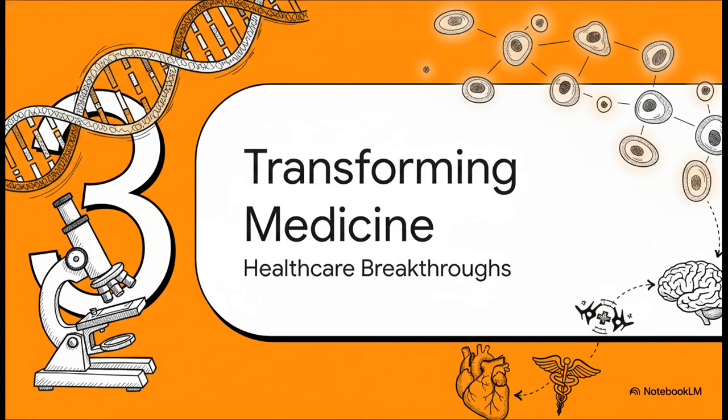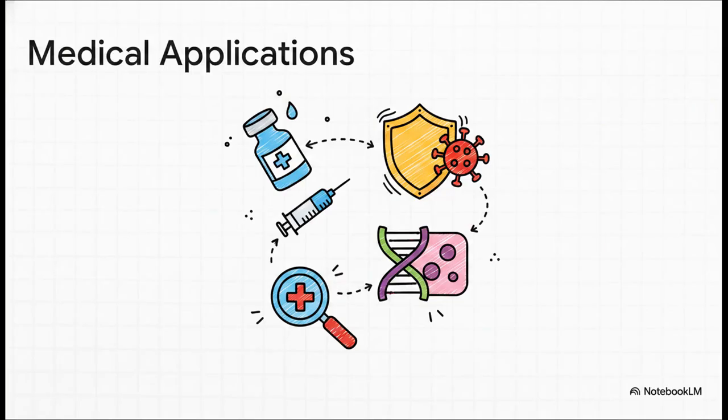That brings us to section 3, transforming modern medicine. Let's look at the healthcare breakthroughs. When you look at the real-world applications of rDNA, the medical breakthroughs are just staggering. A primary success story, one you absolutely need to know, is the production of human insulin. By inserting the human insulin gene into host cells, we can safely and reliably produce life-saving insulin for millions of people. No more relying on unpredictable supply chains.